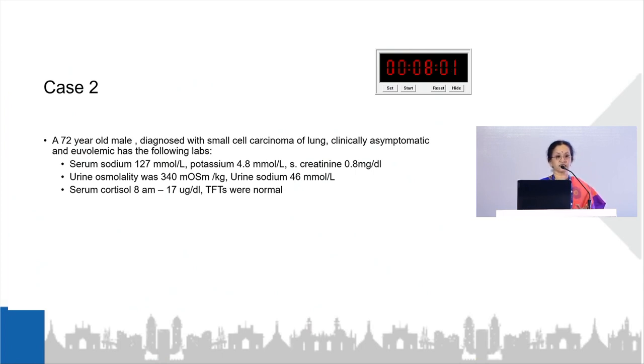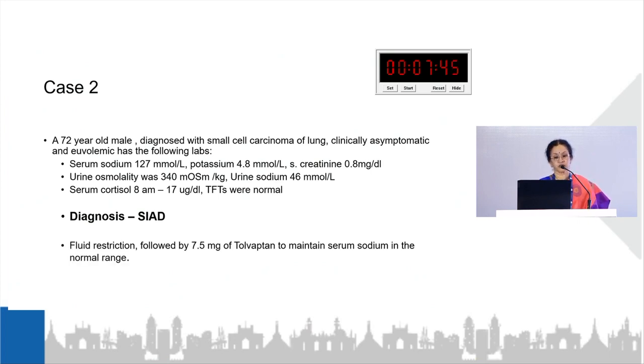Before we say somebody has inappropriate ADH secretion, you have to rule out hypocortisolism and hypothyroidism. All these being normal, the diagnosis of this case is syndrome of inappropriate antidiuresis. This particular patient is asymptomatic, so he was managed with fluid restriction followed by 7.5 milligrams of tolvaptan to maintain the serum sodium in the normal range.